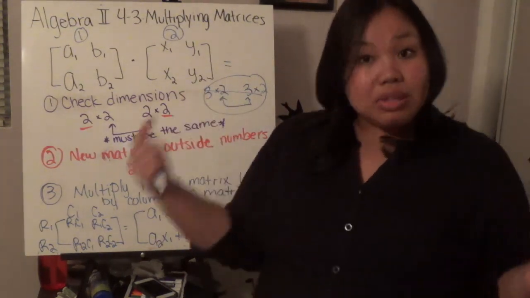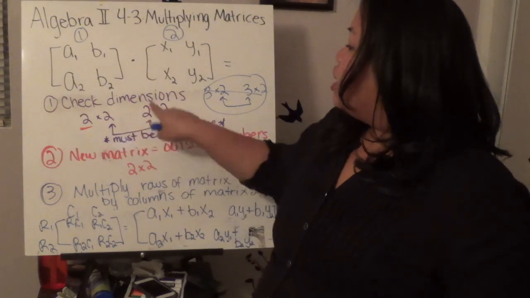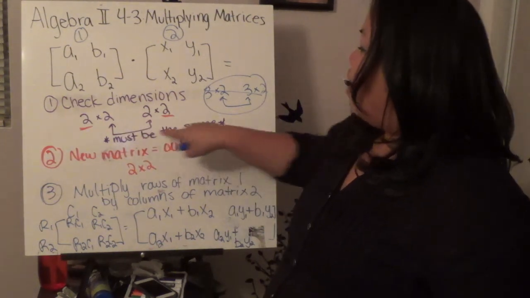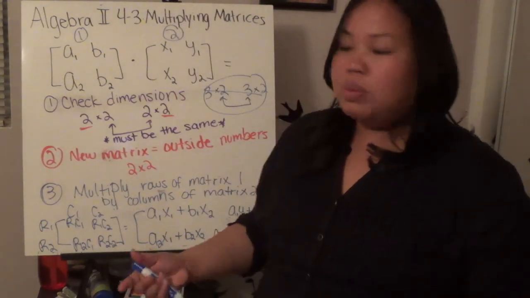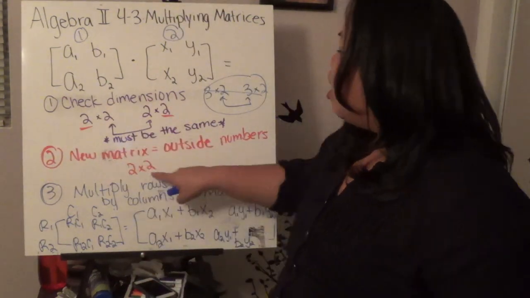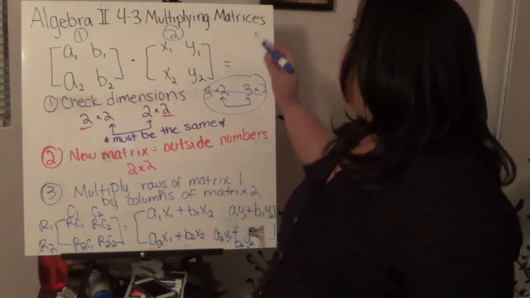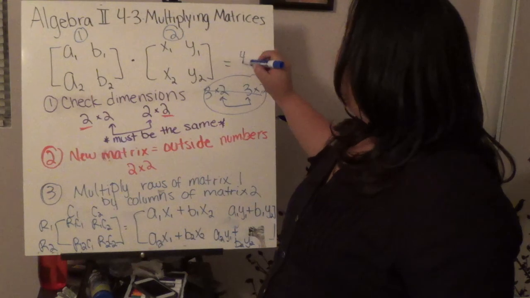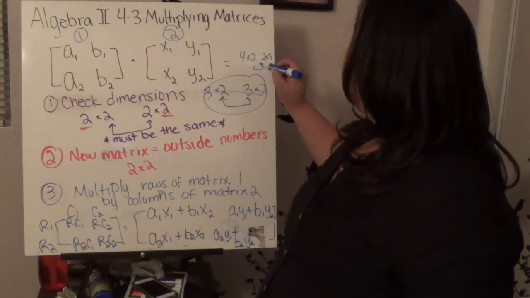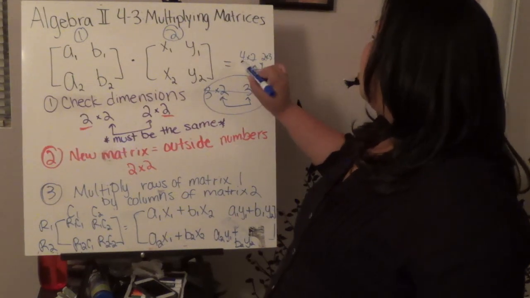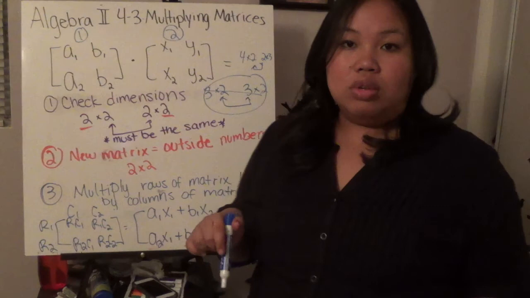And then the outside numbers are for something completely different. The inside numbers tell me that they have to be the same in order for me to be able to multiply. It gives me permission to multiply. The outside numbers then tell me what my new matrix is going to look like. So it could be completely different. If I had a matrix that's 4 by 2 and 2 by 3, these are the same, so yes, I can multiply them together, but my new matrix is going to be a whole new matrix, which is 4 by 3. Does that make sense?